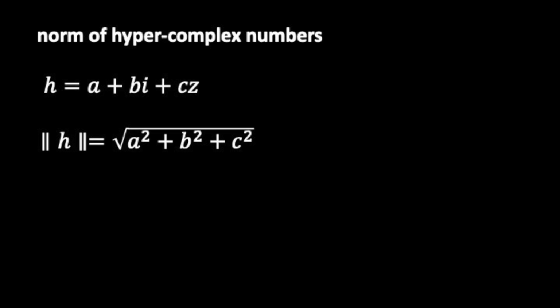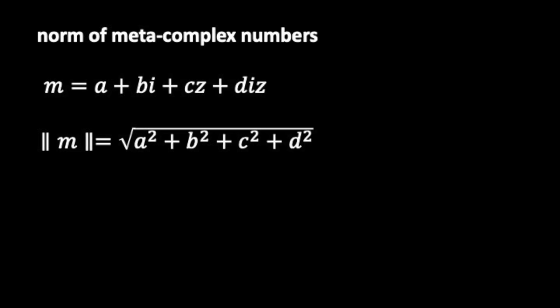While we cannot visually represent 4-dimensional metacomplex numbers, we can still define the norm of a metacomplex number a plus bi plus cz plus diz as the square root of the sum of the squares of a, b, c, and d. This corresponds to the length of the vector from the origin to M in 4-dimensional metacomplex space.